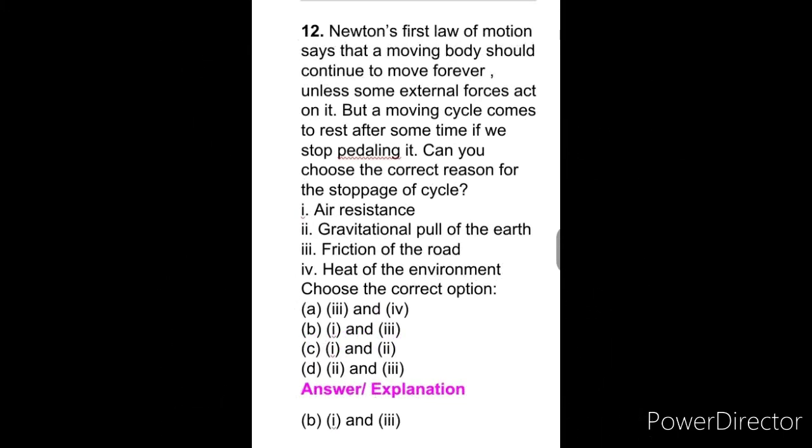Question 12. Newton's first law of motion says that a moving body should continue to move forever unless some external force acts on it. But a moving cycle comes to rest after some time if we stop pedaling it. Can you choose the correct reason for the stoppage of the cycle? First, air resistance. Second, gravitational pull of the earth. Third, friction of the road. Fourth, heat of the environment. Choose the correct option. A. Third and fourth. B. First and third. C. First and second. D. Second and third. Answer is B. First and third.